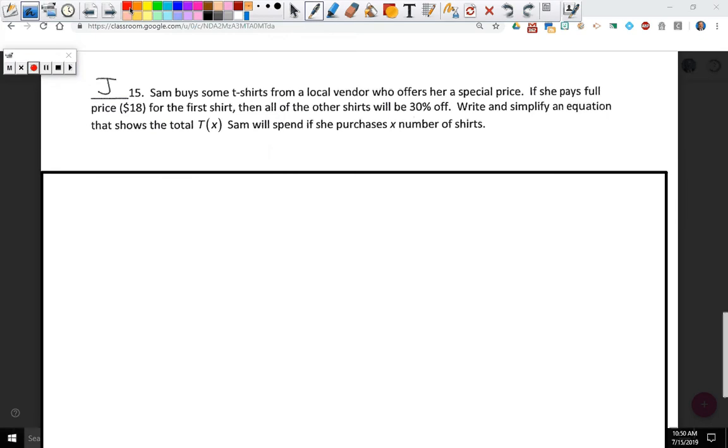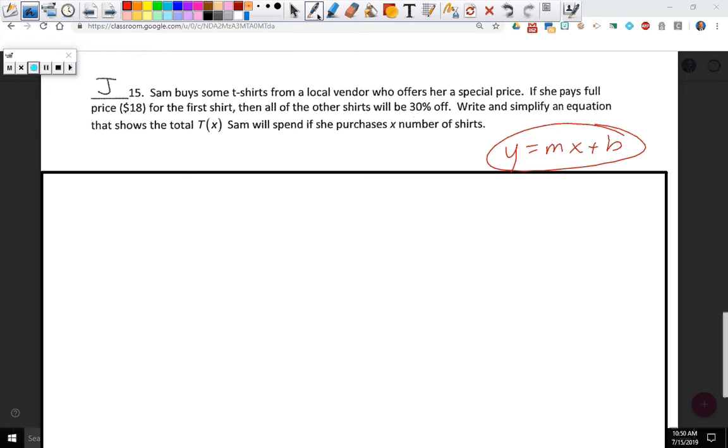Number 15. These also revolve around y-intercept form. And this is, I would say, the second to the hardest level of difficulty. This isn't necessarily the most difficult linear question that there could be. I think it's one notch below. Okay? Here we go. First of all, Sam buys some t-shirts from a local vendor who offers a special price.